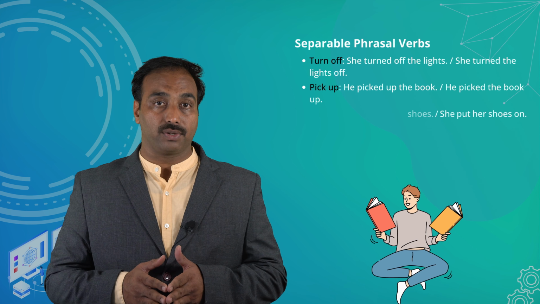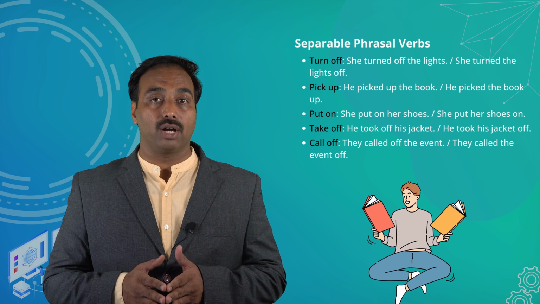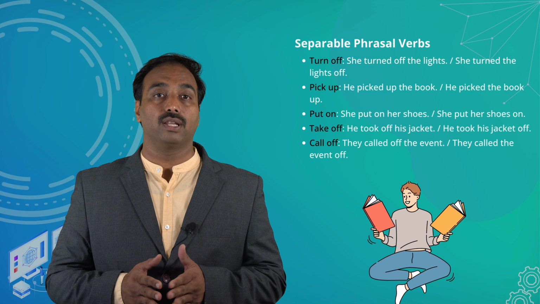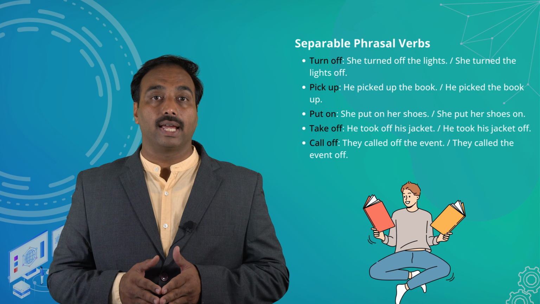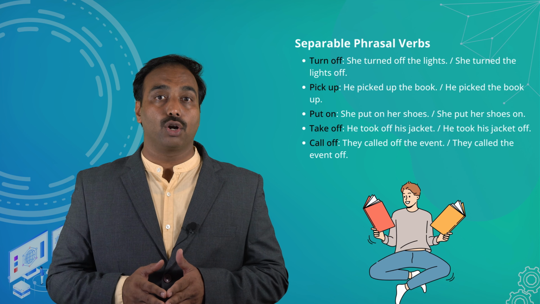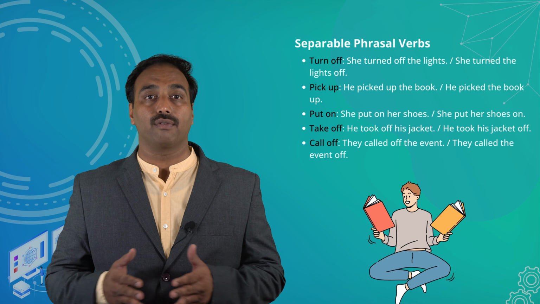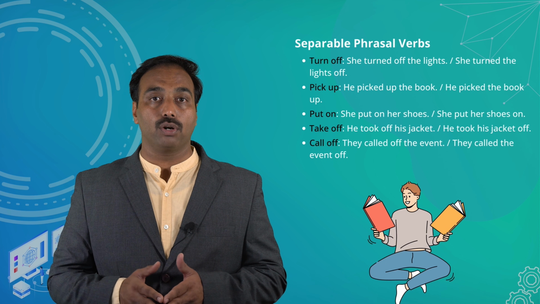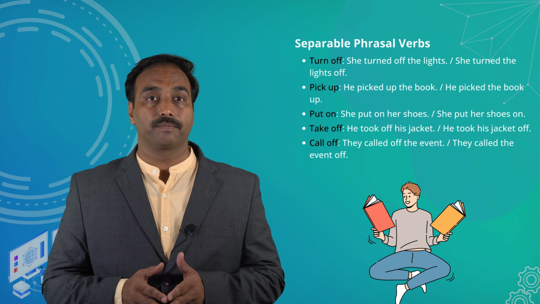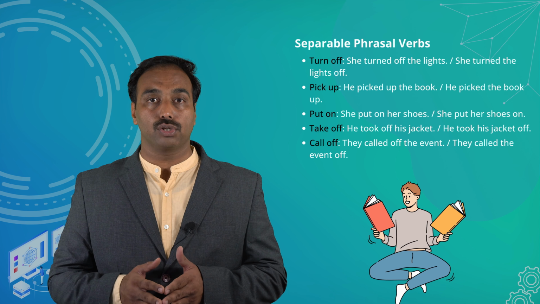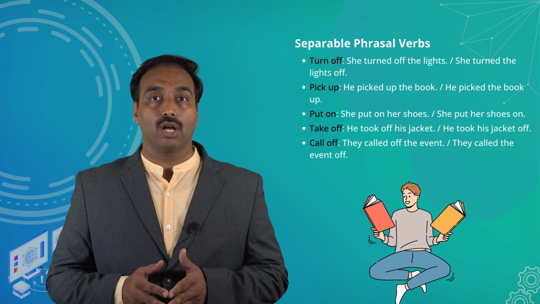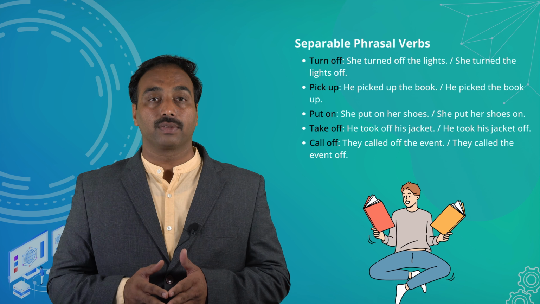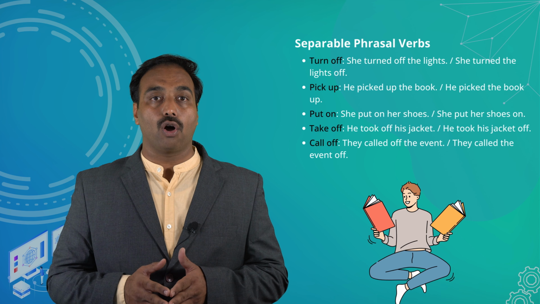Separable phrasal verbs. In separable phrasal verbs, the object can be placed between the verb and the particle or after the particle. Examples: turn off. She turned off the lights or she turned the lights off. Pick up. He picked up the book or he picked the book up. Put on. She put on her shoes or she put her shoes on. Take off. He took off his jacket or he took his jacket off. Call off. They called off the event or they called the event off.